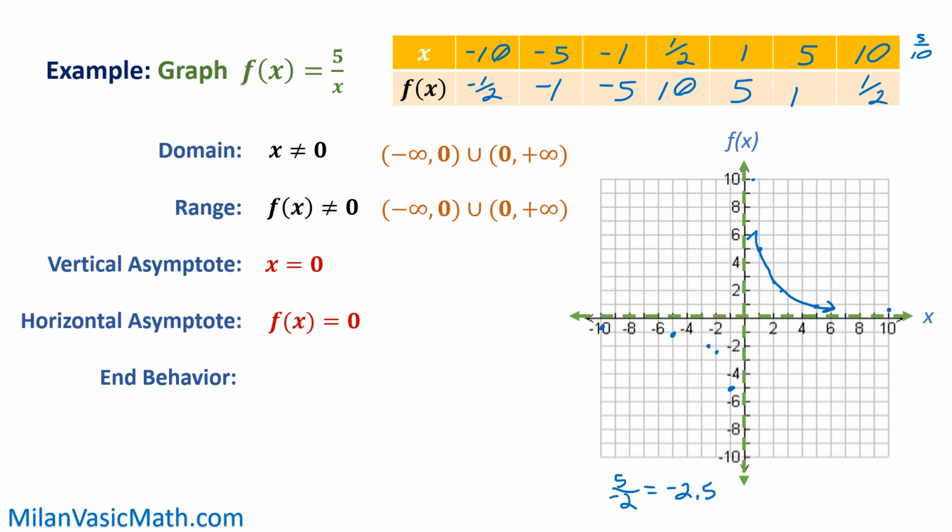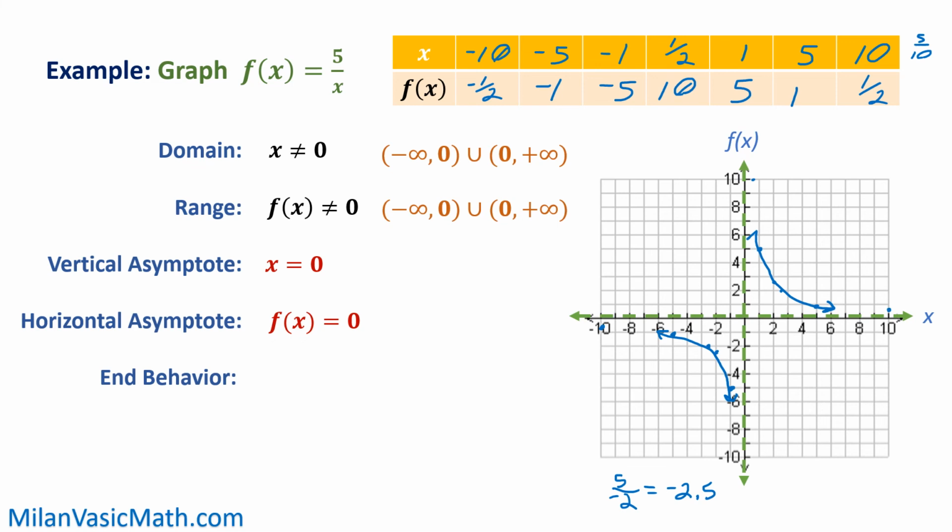Then the one in the third quadrant, and if you want to include the 10 and 1/2, those you can, or that's good enough right there.